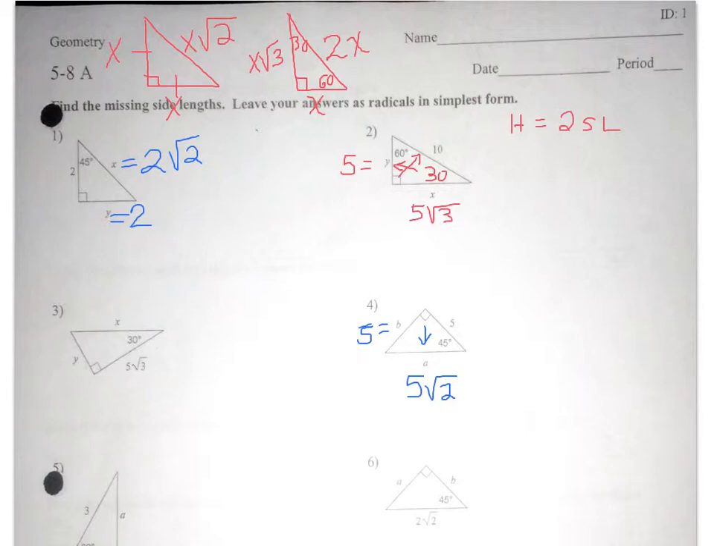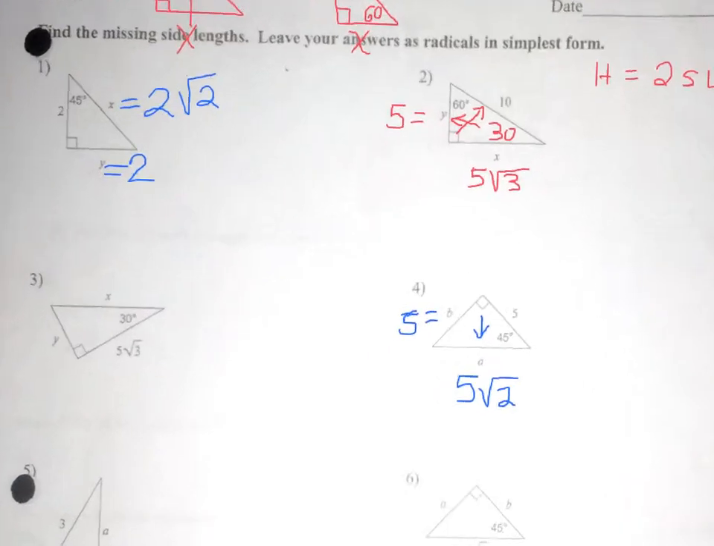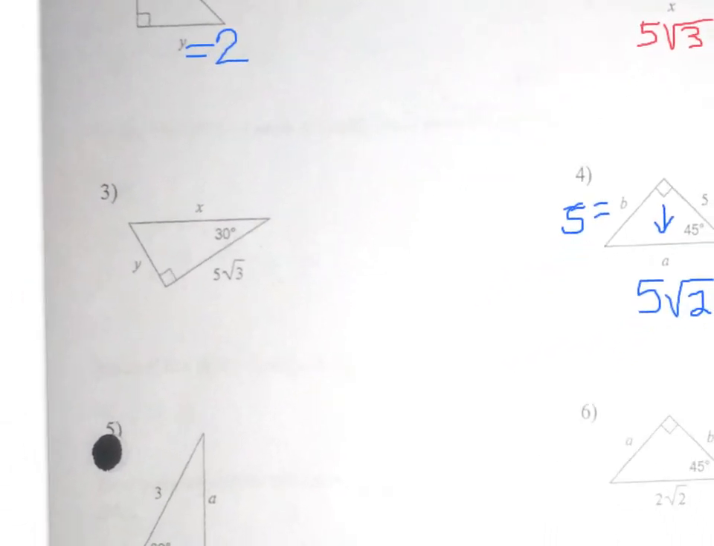And now, if you look at number 3, it says the long leg is 5 square root of 3, which means it's pretty much the same thing as the previous problem. Then the short leg would be just x, because the long leg is x square root of 3, so x is 5, therefore y equals 5. And then the hypotenuse, which is across from the right angle, is twice the short leg.